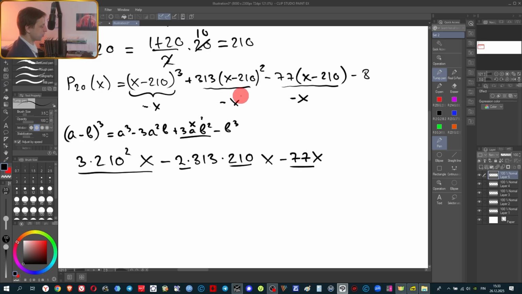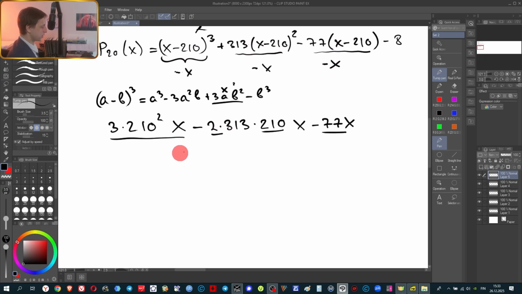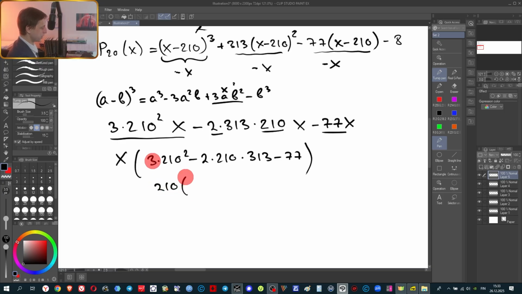So we separated everything related to x from each of these expressions, and x factors out, and we have a sum: 3 times 210 squared minus 2 times 210 times 313 minus 77. So here, once again, we don't need to multiply it because it's much easier to work with these numbers like they are. Because we can factor out 210 here, and what happens is that here we have 3 times 210 minus 2 times 313, and after that minus 77.